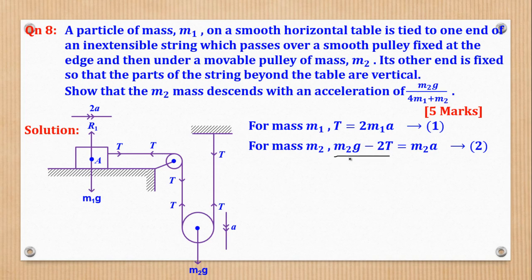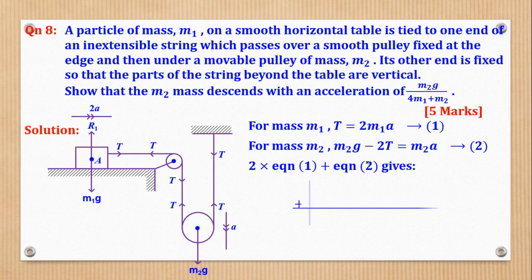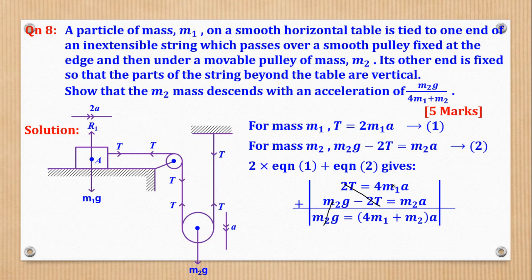Then I need to solve. Solving means I have to eliminate tension. So multiply equation 1 by 2 and add equation 2 to it. You realize that this cancels, you remain with this, and this plus this gives you that. Then make A the subject, and that is what they wanted.